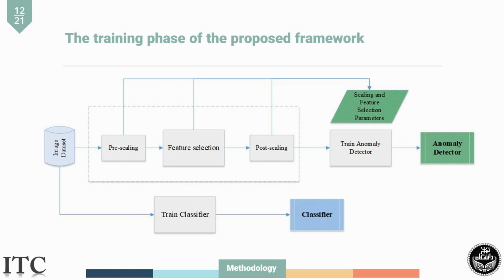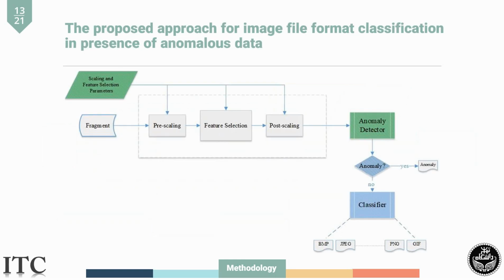A scaling or feature selection step might be needed as well. Then we train a classifier with normal samples. Green boxes are the output of the training phase. In the training phase, we have the anomaly detector, and we have some parameters for scaling and feature selection.